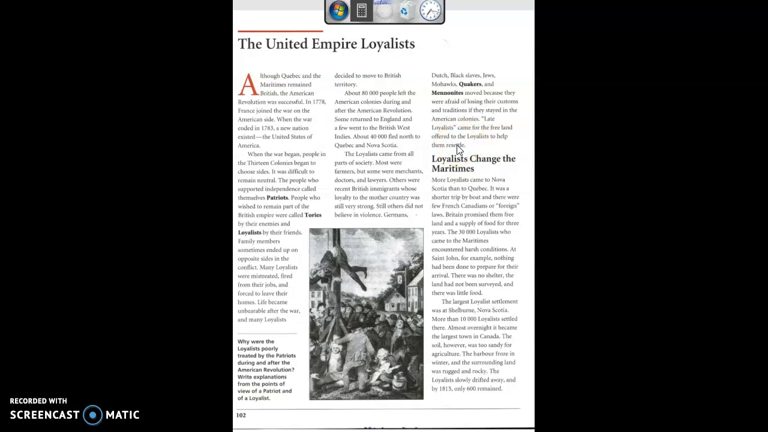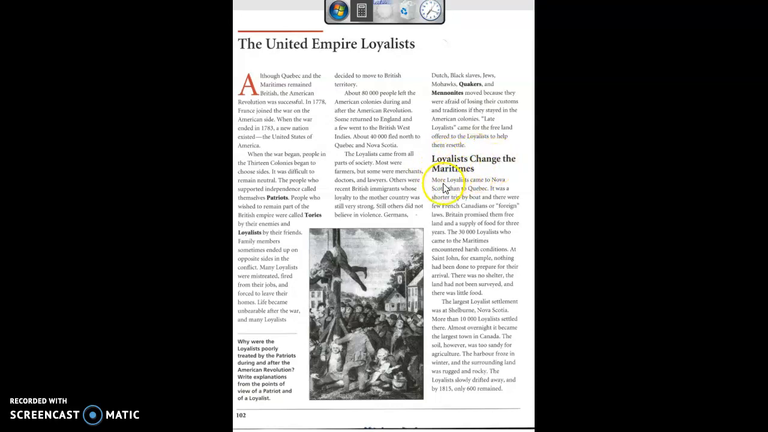So that's two different groups here. You've got the groups that wanted to stay loyal to the British. You've got another group who didn't believe in violence, another group who didn't want to lose their customs, and then there's this other group, these late Loyalists. These people were not leaving America because they didn't believe in America. Instead, they were trying to get hold of free land. And so they came to Canada not because they liked Britain, but because they wanted the free land. So we've got a bunch of different motives here.